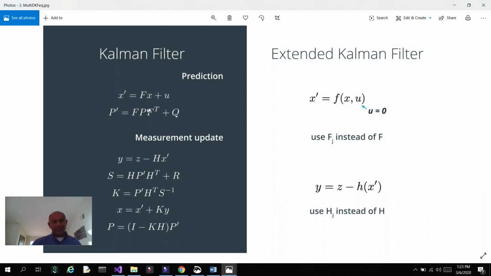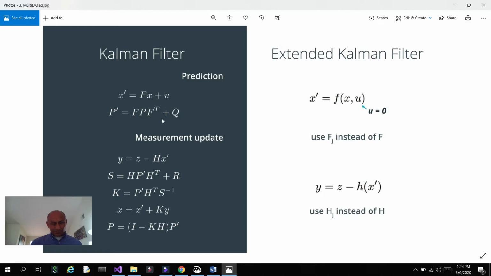Now f is a state transformation matrix which, if we have only px and vx, would be 1 dt 0 1. And if you have px and py and vx vy, then it would be a 4 by 4 matrix with 1 0 dt 0, 0 1 0 dt, 0 0 1 0, 0 0 0 1.